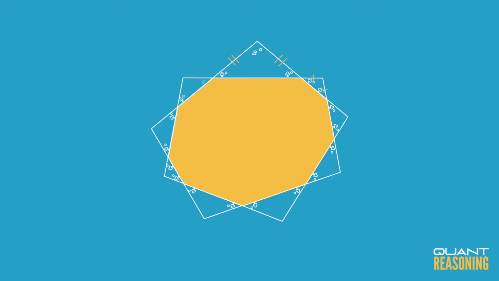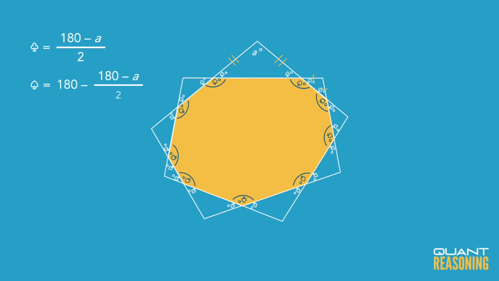Now, what is this club? It would be 180 minus a divided by 2. This is because the sum of the angles in a triangle is 180. So now let's also talk about an angle that we'll call spade. If each club is half of 180 minus a, then a spade is 180 minus club, because they are the two angles on a straight line.